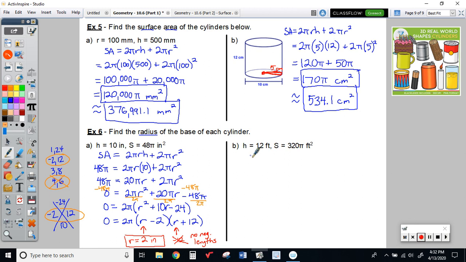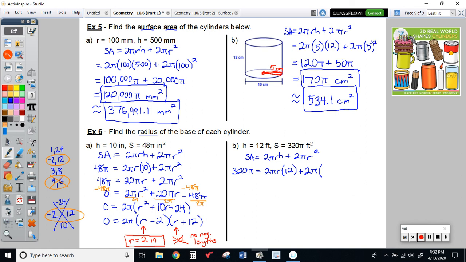And then finally, part B of this example 6. Let's write down the formula in general once again. We've got surface area is equal to the lateral area, which is 2 pi r h for cylinders, plus 2 pi r squared. And plug in what you know to find what you don't. Surface area is known, in this case, 320 pi. You've got 2 pi r times 12 plus 2 pi times, I'm almost putting r squared there.